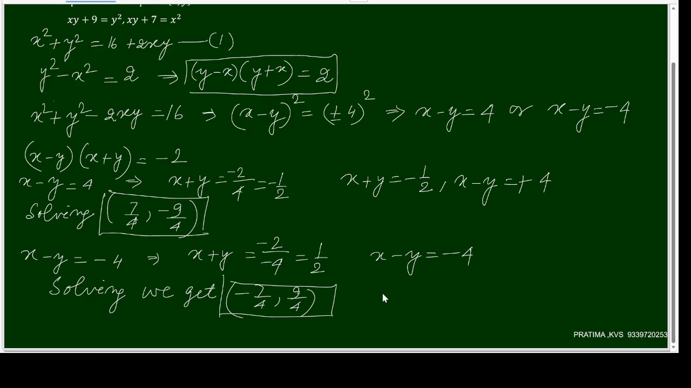So write (x, y) equals (7/4, −9/4). Another pair is (−7/4, 9/4).